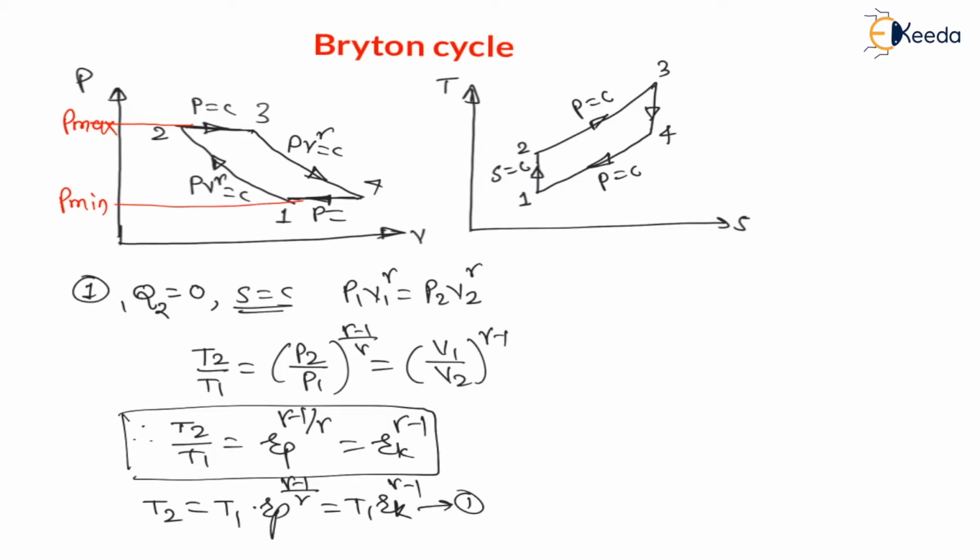This will be our first equation, right? This equation is later required to find efficiencies. Now my dear students, let us do the analysis. For the 1 to 2 process, we will find the work 1 to 2 for the reversible adiabatic flow process.